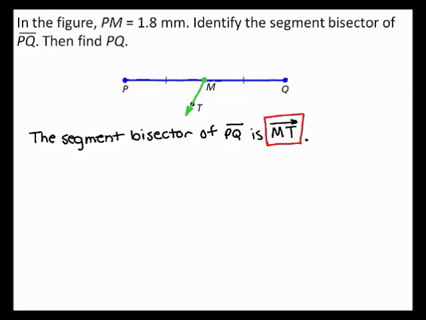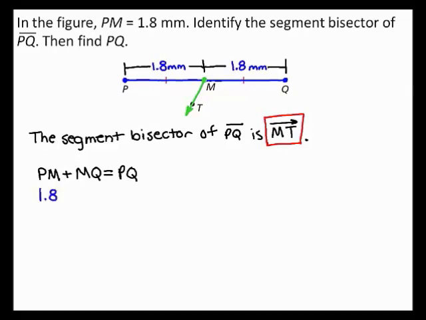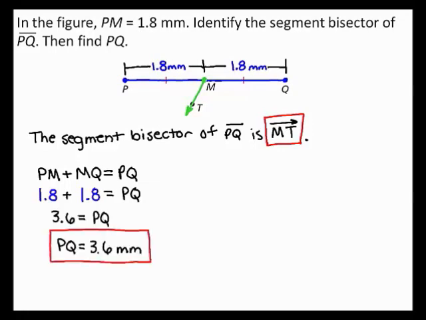So, by the segment addition postulate, the length of segment PM plus the length of segment MQ equals the length of segment PQ. You are told that the length of segment PM is 1 8/10 millimeters, and because segment MQ is congruent to segment PM, the length of segment MQ is also 1 8/10 millimeters. So you can substitute 1 8/10 in for the length of segment PM and 1 8/10 in for the length of segment MQ. 1 8/10 plus 1 8/10 gives you 3 6/10. Therefore, the length of segment PQ is 3 6/10 millimeters.